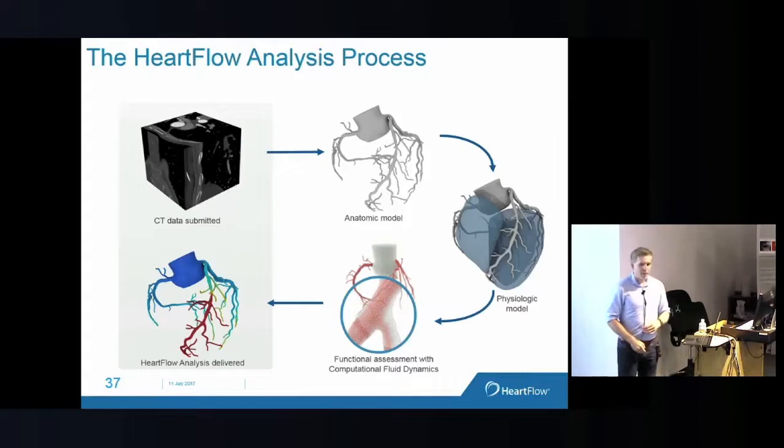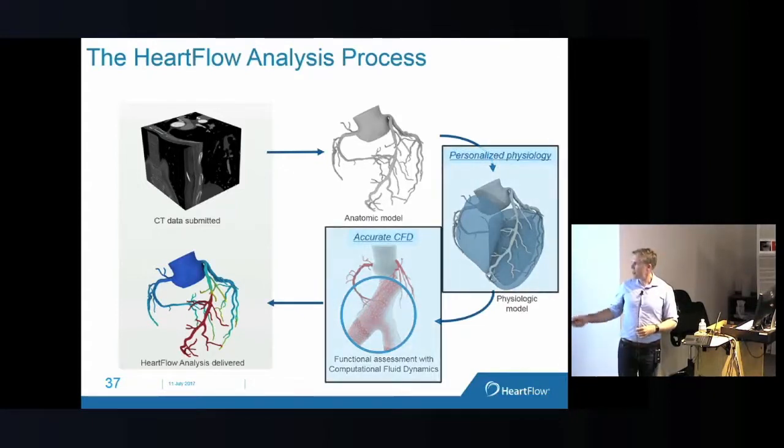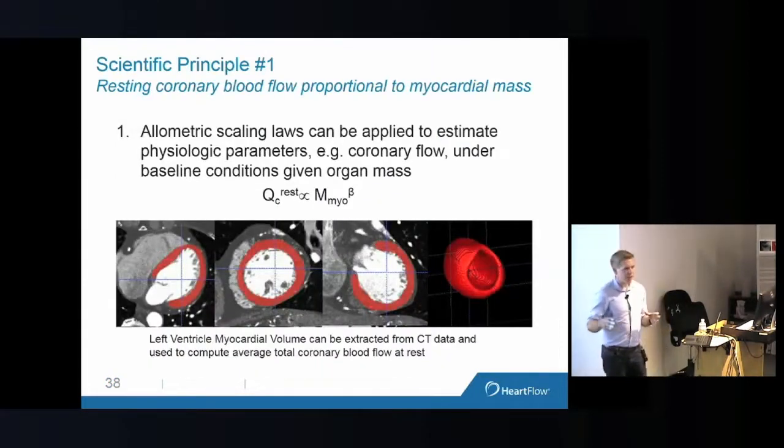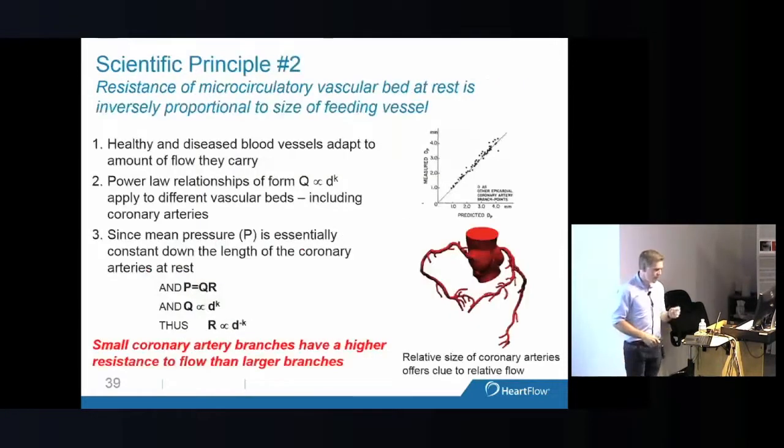So let me tell you a little bit more about this part, the personalized physiology and the fluid simulations. The physiology of the models is based on really two principles. So the first principle is that the resting coronary blood flow is proportional to the myocardial mass. So in other words, the demand of the heart tissue is what's really driving the resting flow in the coronary arteries through a series of known relationships. The second is that the outlet size that we calculate from the vessel tells you or indicates the amount of territory that's being perfused by that vessel.